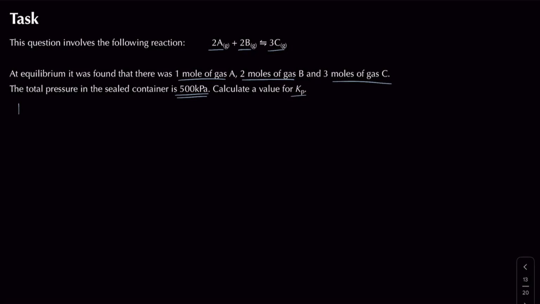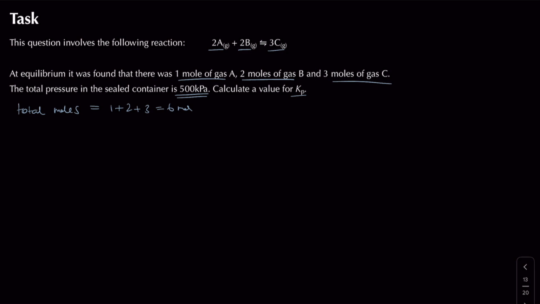Now the first thing I'm going to do is work out the total moles, and that's going to be equal to 1 added to 2 added to 3, and that's going to give us 6 moles in total. Now, that's normally going to contribute to 1 mark with our mole fractions or with some other information as well. We need to get that down every time.